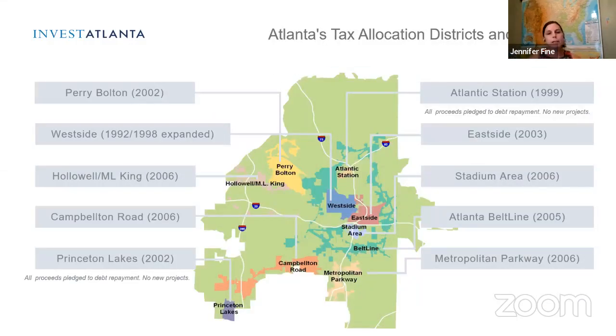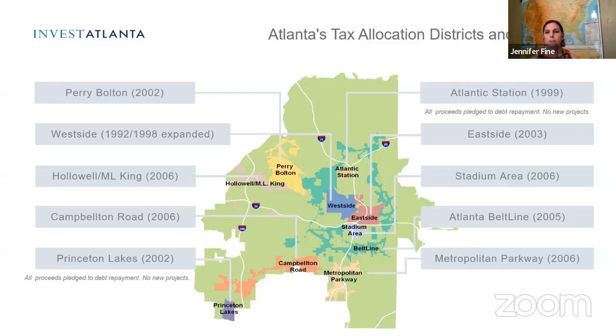This one's pretty self-explanatory, just showing the 10 TADs that the city of Atlanta has. The very first one was created in 1992. That's the West Side TAD, and then it was subsequently expanded in 1998. So 2 of these 10 TADs are considered to be complete.